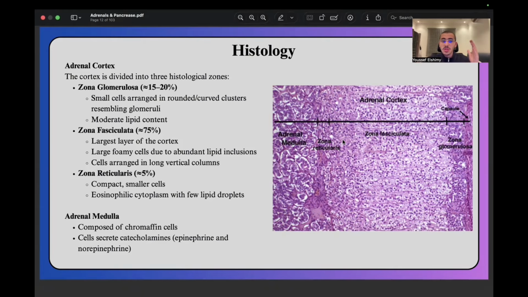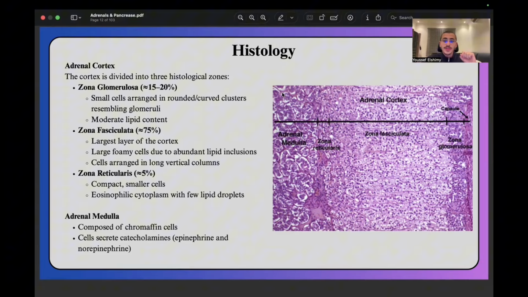Then we have the largest layer of the cortex, which is the zona fasciculata. It contributes to 75% of the cortex, and it is made up of large foamy cells. It's foamy because it has a lot of lipid content, as you see. And these cells are arranged in vertical columns. Then finally, you have the innermost layer of the cortex, which is the zona reticularis. It is basically made up of compact, smaller cells, and they are eosinophilic with few lipid droplets. So you can see how pink they are because they are eosinophilic.